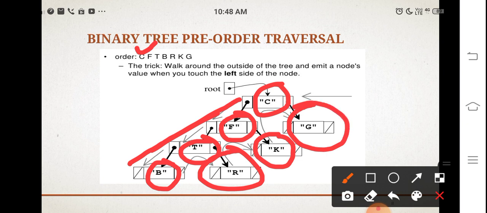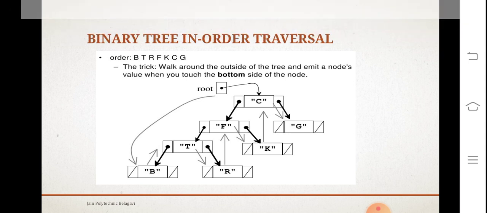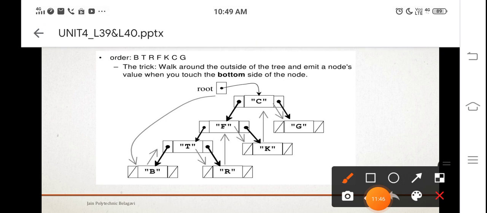So this is the order we are getting here: C, F, T, B, R, K and G. This is pre-order traversal. Then we have in-order traversal. So how is it processed?